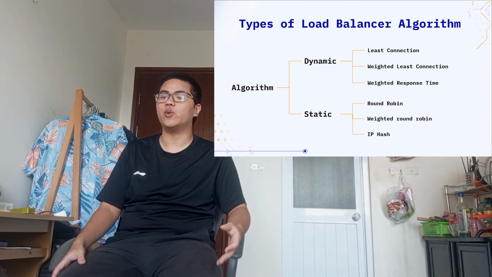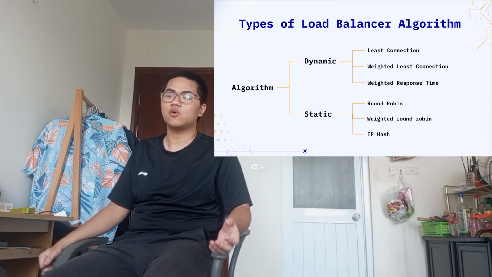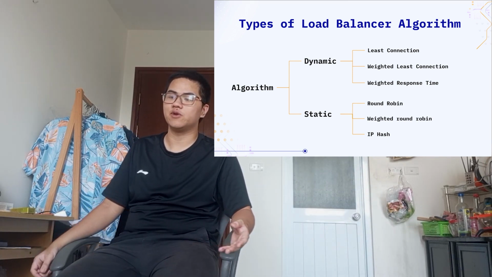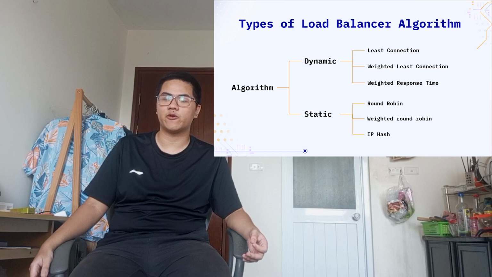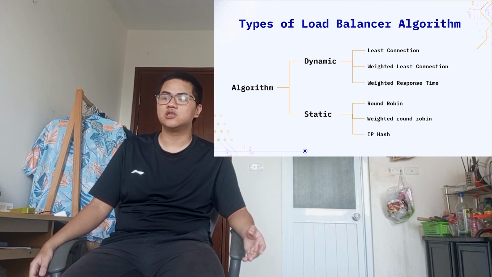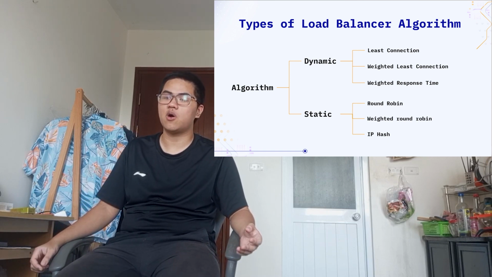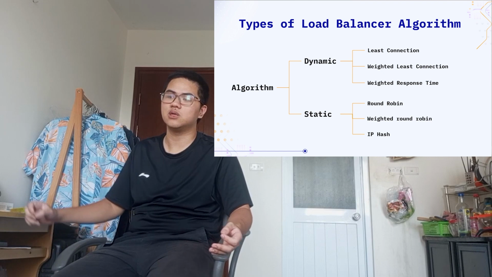Secondly is weighted round robin. In weighted round robin load balancing, you can assign a different weight to each server based on its capacity. Servers with higher weight will receive more incoming application traffic from the name server.